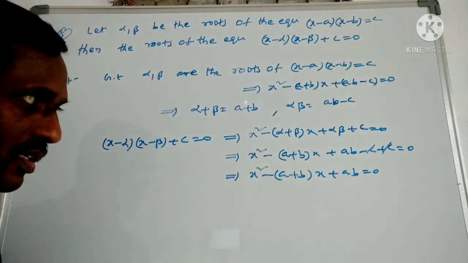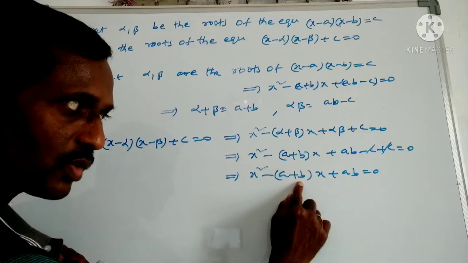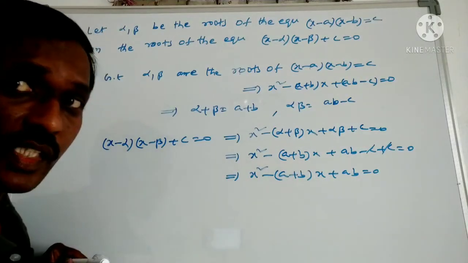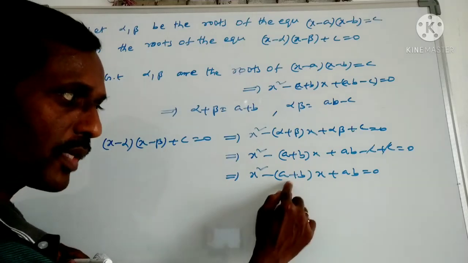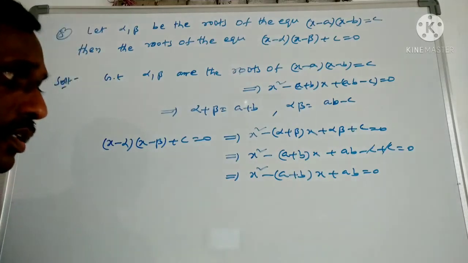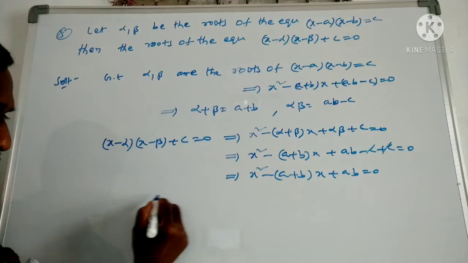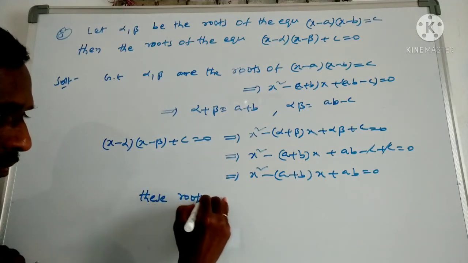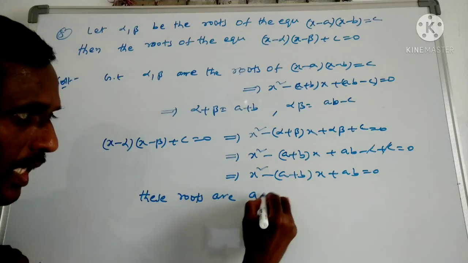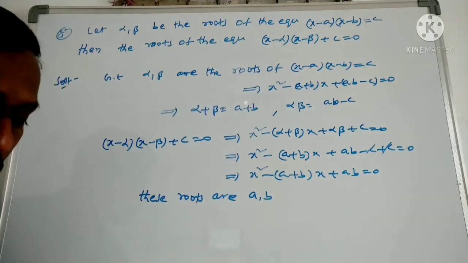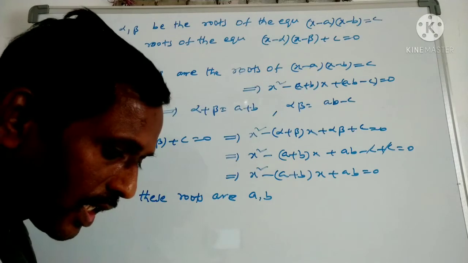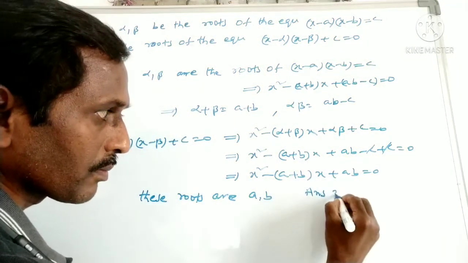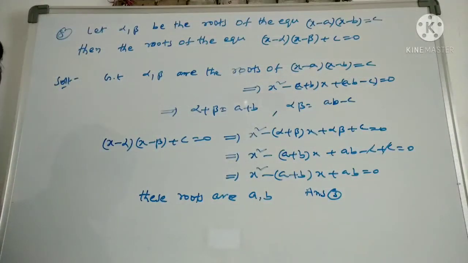So this is the sum of the roots and this is the product of the roots. Means what are the roots of this equation? a comma b, because a plus b and ab is there. So these roots are a comma b. Now see the option they have given. The a comma b option is given, the third option. So the third is the answer.